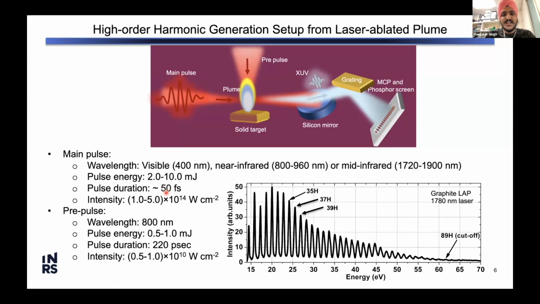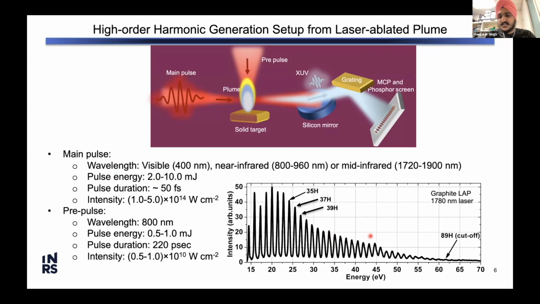pulse duration. And the driving laser wavelength for the main pulse could be visible, it could be near infrared, or it could be mid infrared. It depends on what kind of phenomenon we want to observe in the laser-ablated plume. And the typical pulse energy is between 2 to 10 millijoules.